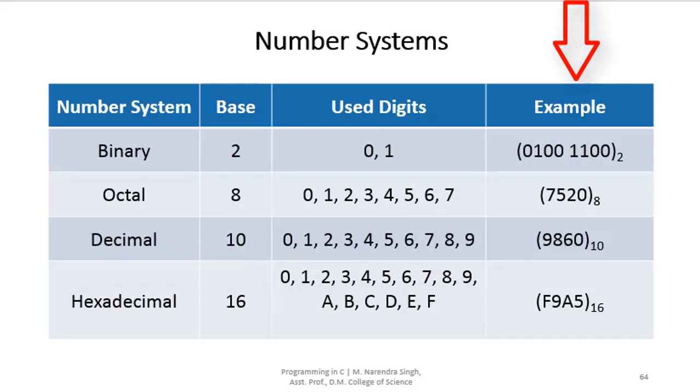In the given table, on the rightmost column, we see examples of these number systems. First, let us look at the binary. The example is 0100, 1100, and the base is 2. And the example of octal is 7520, the base is 8. In octal number system, the digits 8 and 9 cannot be there. Only from 0 to 7 can be there. In decimal number system, any digit from 0 to 9 can be there. And in hexadecimal system, any digits from 0 to 9 and letters from A to F can be there in the number. Now in the coming slides, I will tell you more about these number systems.